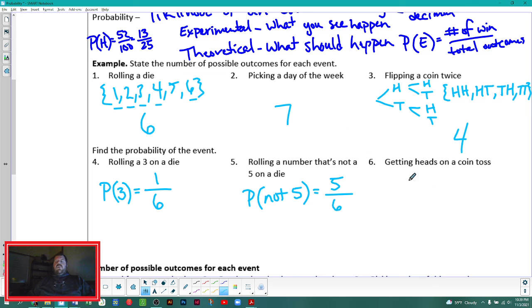Getting heads on a coin toss. So the probability of heads, we kind of talked about this one already. There's 2 possible outcomes. One of them's heads, one of them's tails. So our theoretical probability is 1/2.